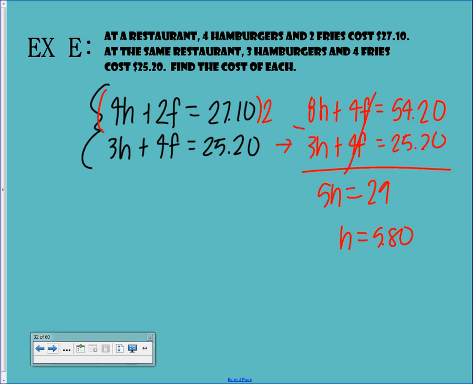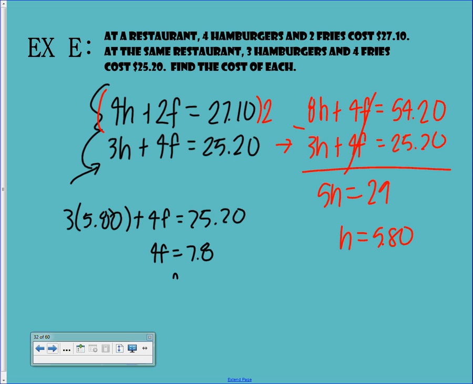So now I can use the cost of a hamburger and plug it back in. So I've got 3 times 5.80 plus 4f has to equal 25.20. So if I subtract the hamburger cost, 4 fries would leave me with 7.80. So 1 fry would be $1.95. Again, to make an ordered pair, alphabetical. So fries before hamburgers: ($1.95, $5.80).